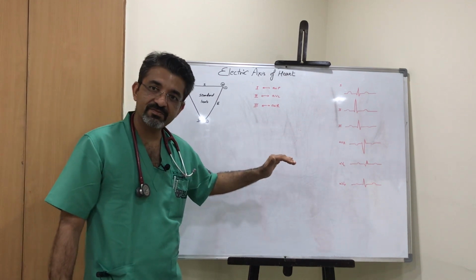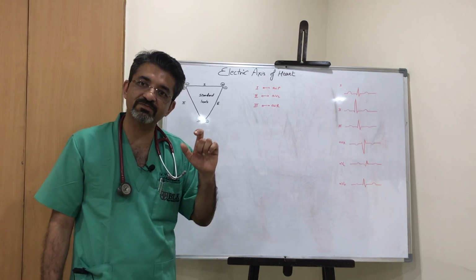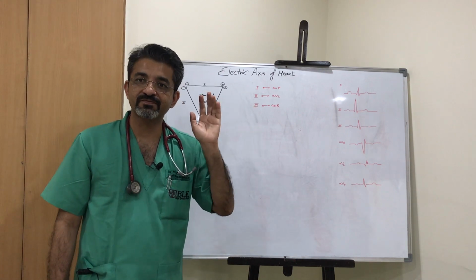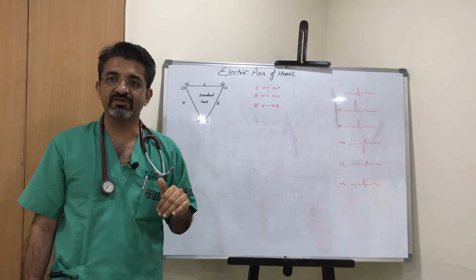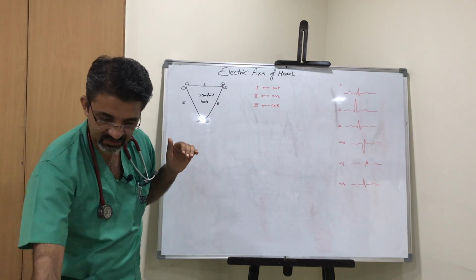Remember that ST segment elevation is a reflection of the P wave or QRS moving in the direction of injury, whereas QRS and P wave move away from the direction of injury. Same with T wave also, right? So we'll stop our lecture here.